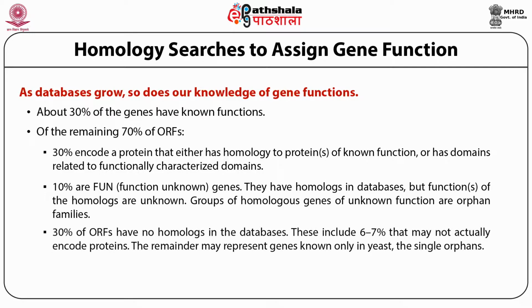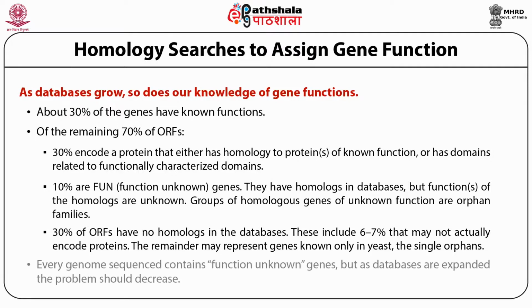30% of ORFs have no homology in a database, and these include 6 to 7% that may not actually encode proteins. The remainder may represent genes known only in yeast, a single orphan. So every genome sequence contains function unknown genes, but as the databases expand, the problem should decrease, because sequence similarity helps us assign the function of genes of unknown function by using several bioinformatics tools or function annotation tools.